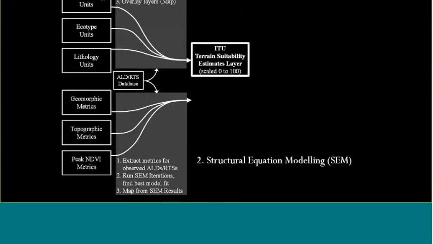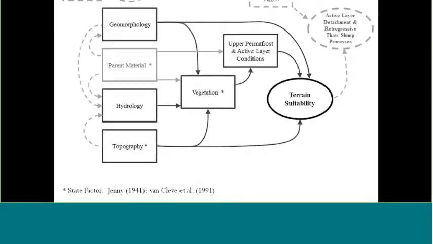So the next step is to use structural equation modeling, and this incorporates the continuous data. This also produces a similar terrain suitability layer, scaled 0 to 100. But in this case, what you're doing is coming up with a hypothesis, basically, of how the processes link together and determine terrain suitability. And it's an iterative process where you populate this model, run it based on the empirical data, and then based on the model outputs, determine which factors are more relevant, drop some, add some, and rearrange them until you come up with a good model fit.